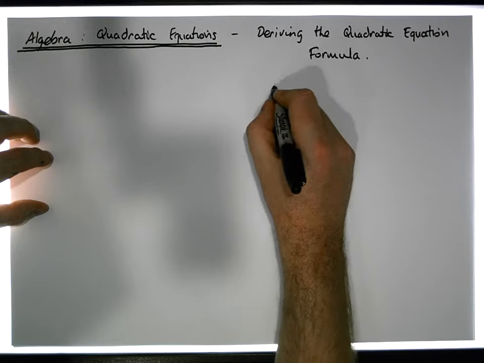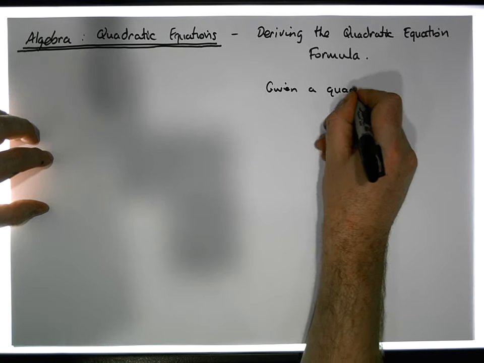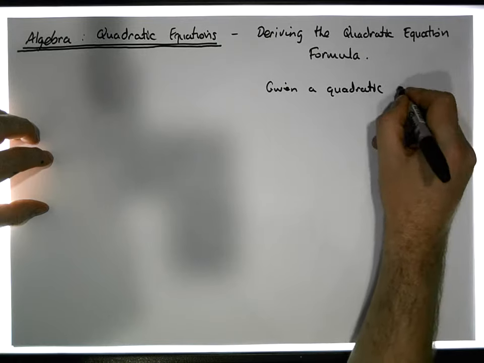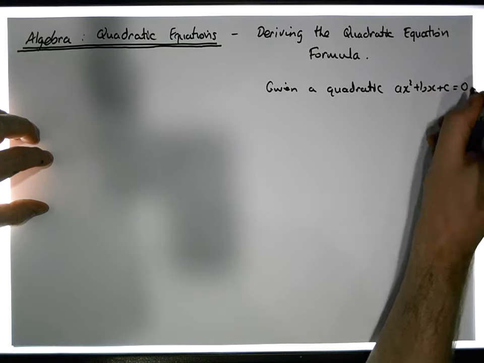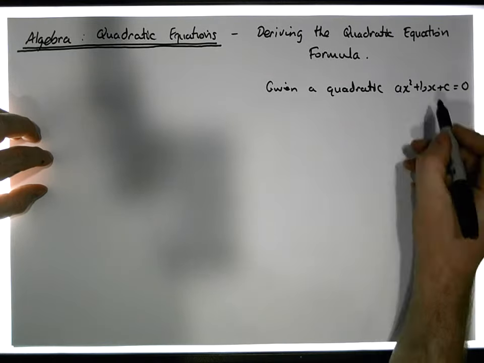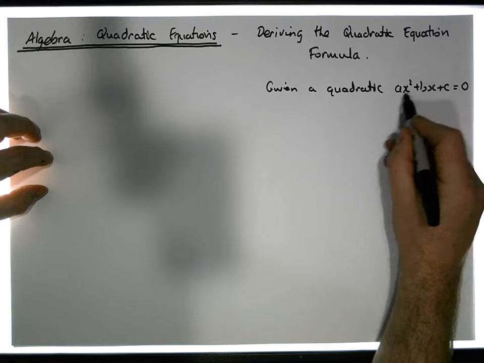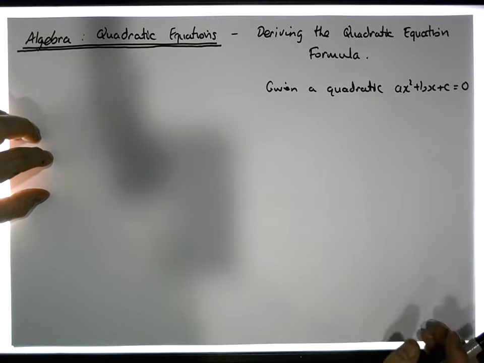Given a quadratic of the form ax squared plus bx plus c is equal to 0, can we find solutions? That's values for x that when we substitute them into this quadratic, we get 0. Can we find solutions, or roots, to this particular quadratic?